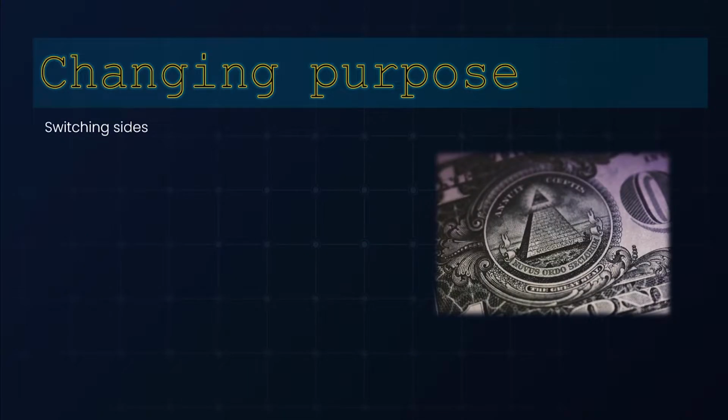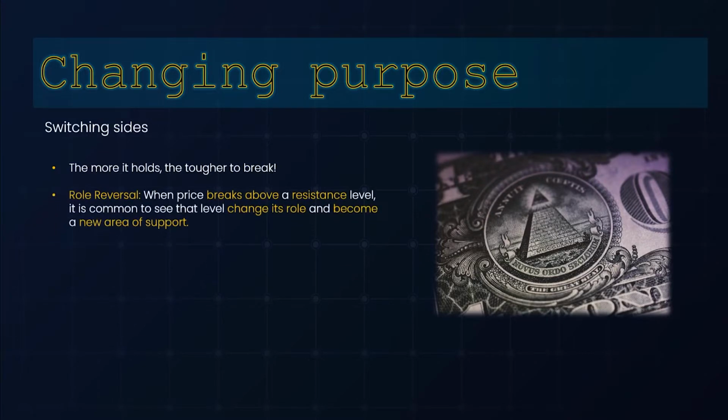Some basic rules are: the more it holds, the tougher to break, which means the more often price tests a level of resistance or support without breaking it, the stronger the area will be. Now what is a role reversal? When price breaks above a resistance level, it's common to see that level change its role and become a new area of support. The same goes the other way around. It's undeniable that it's a repeatable pattern in the market.